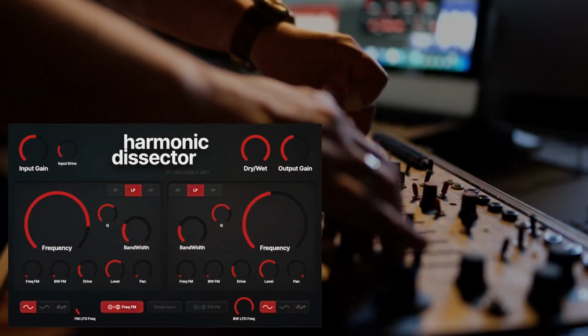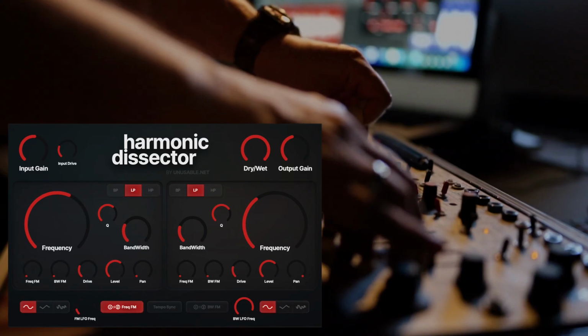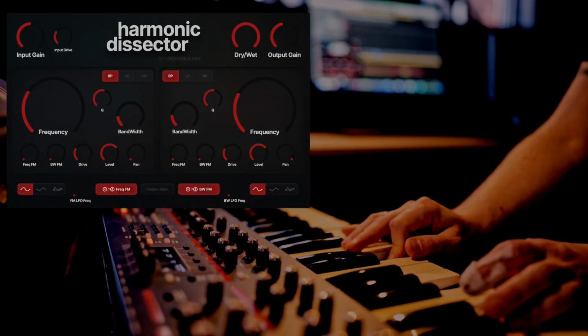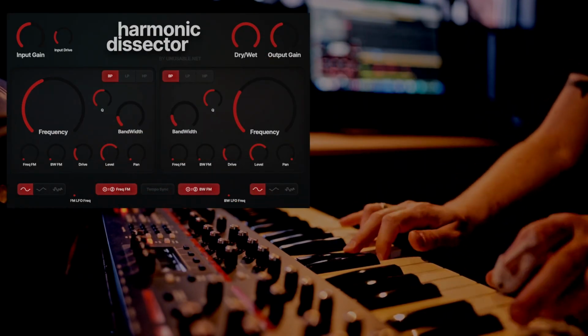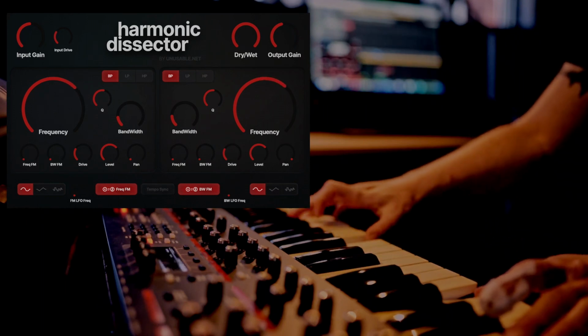Harmonic Dissector is a dual multimode filter based on one of the stranger modular filter designs from the 1970s. The original design had a lot of character, and some modern interpretations expanded it with additional filter modes. That is the direction I took here as well, because it makes the whole thing much more flexible, without losing the oddness that makes it worth using.